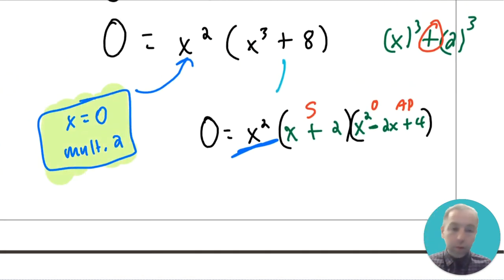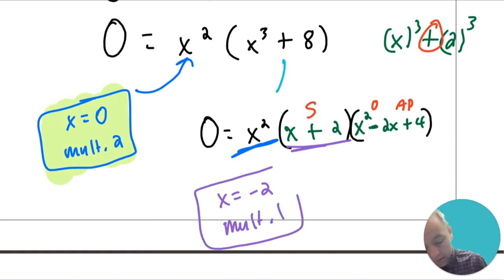Okay, so we already dealt with this right here, because we already indicated that it's going to have a 0 of 0 with multiplicity 2. So then we just need to worry about this right here. Because you have x plus 2 as a factor, then x equals negative 2 is going to be a 0, and that's going to be a multiplicity of just 1, because you only have x plus 2 show up once.